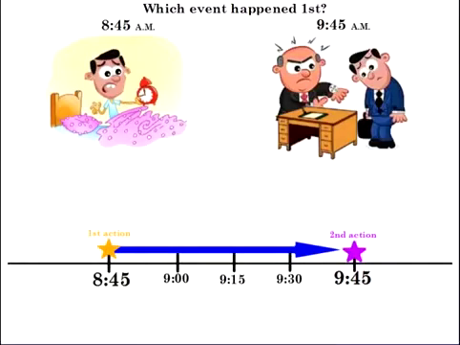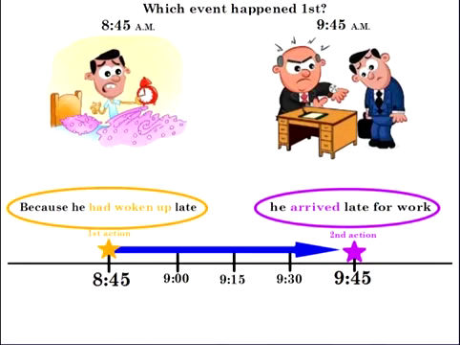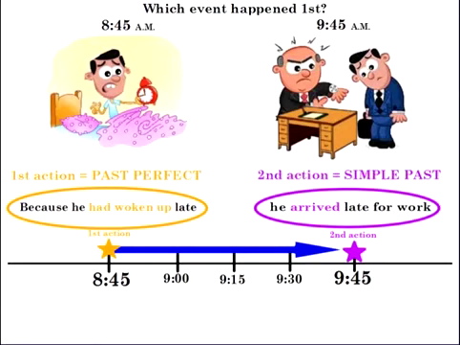If we notice, there's a distinct amount of time between the first action and the second action. Now, when I describe this situation, I'm going to use the past perfect. I'm going to say, because he had woken up late, he arrived late for work. Notice in my first action, I'm using the past perfect, and in the second action, I'm using the simple past. So this is basically how we use the past perfect.